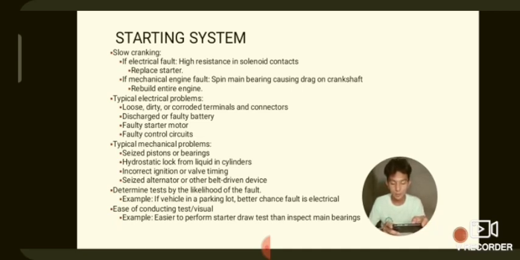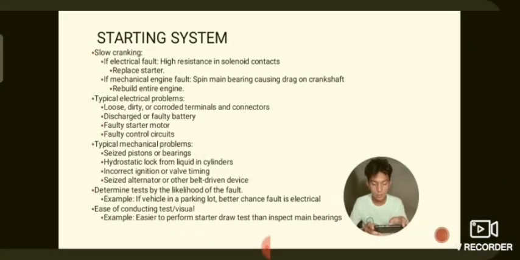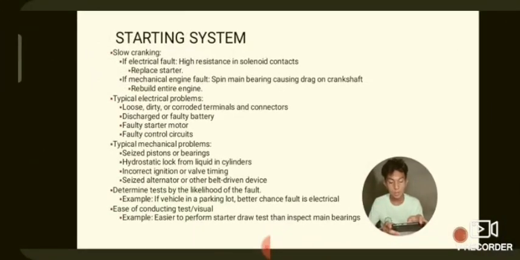Typical electrical problems: loose, dirty, and corroded terminals and connectors, a discharged or faulty battery, a faulty starter motor, a faulty control circuit. Typical mechanical problems: a seized piston or bearing, hydrostatic lock from liquid in the cylinders, incorrect ignition and valve timing, a seized alternator or other belt-driven device. Determine the test by the likelihood of the fault. Example: if the vehicle is in a parking lot, it is better to assume the fault is electrical.